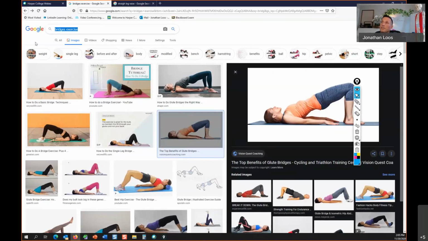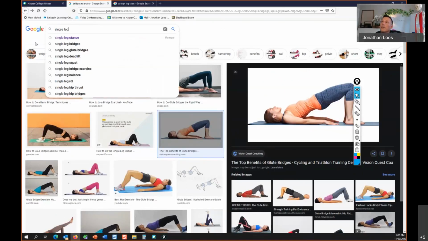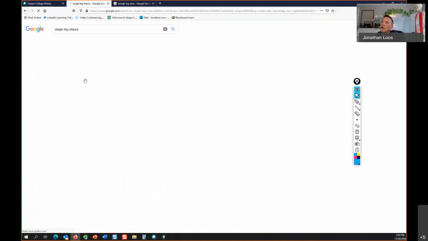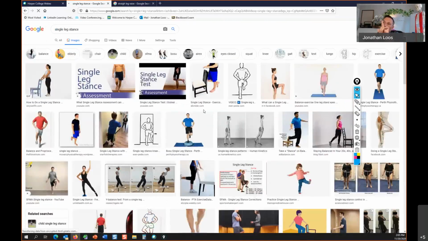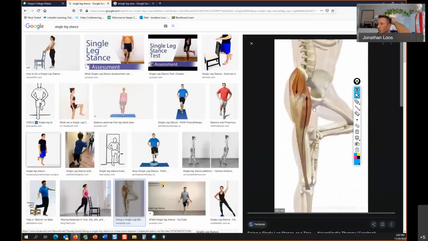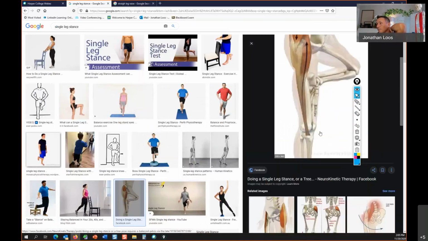Let's do a single leg stance. Someone was asking about this type of question. There are definitely questions on single leg stance, particularly what's happening at the pelvis, because I think that's an important aspect. Is this a good one here? That's a pretty good image. The image is really grainy, but it has what we need.